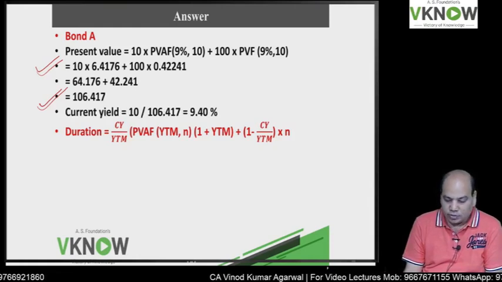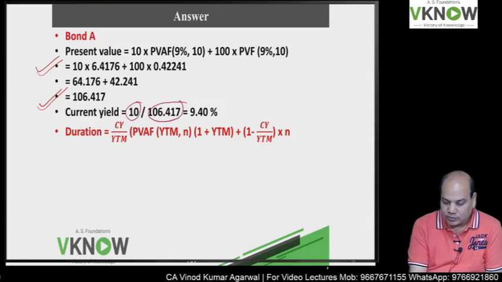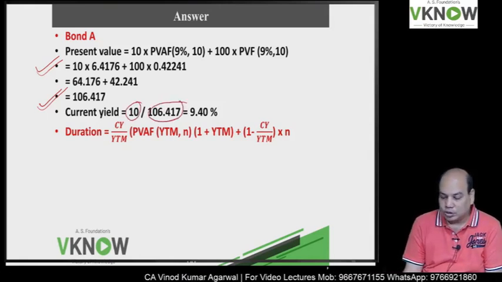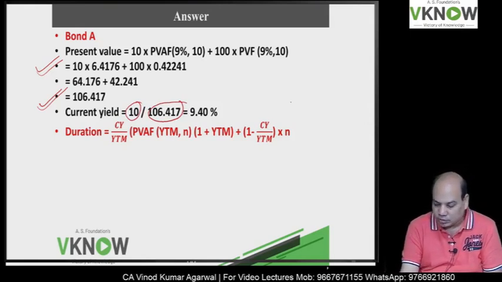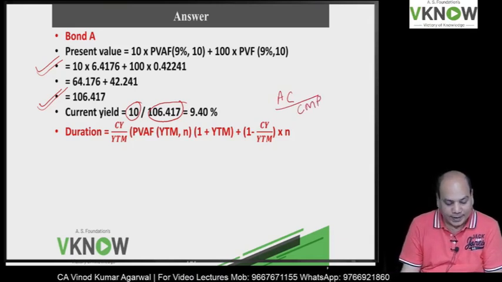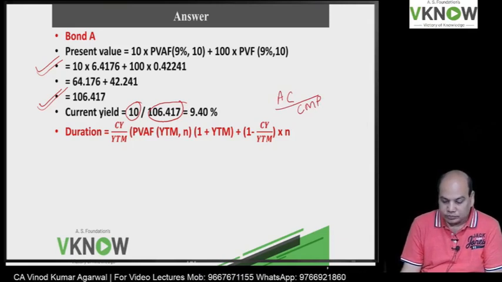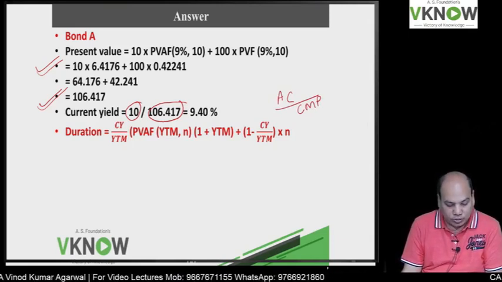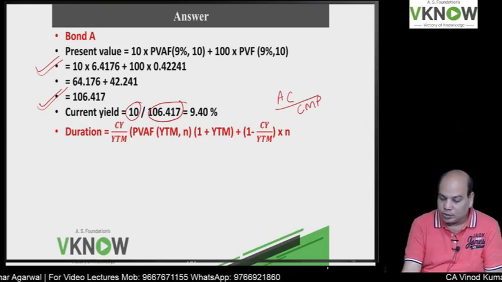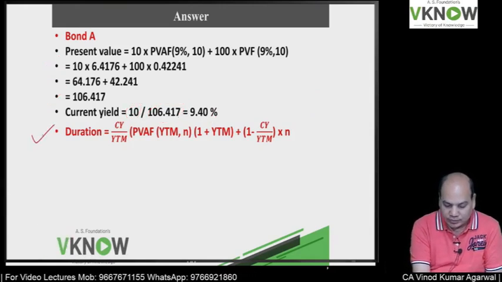The current yield formula is annual coupon upon current market price. 10 rupees coupon, 106.42. Mehul Garg is right. Rajesh Jain is also right. It is 9.40%. Now write down the formula of duration directly.